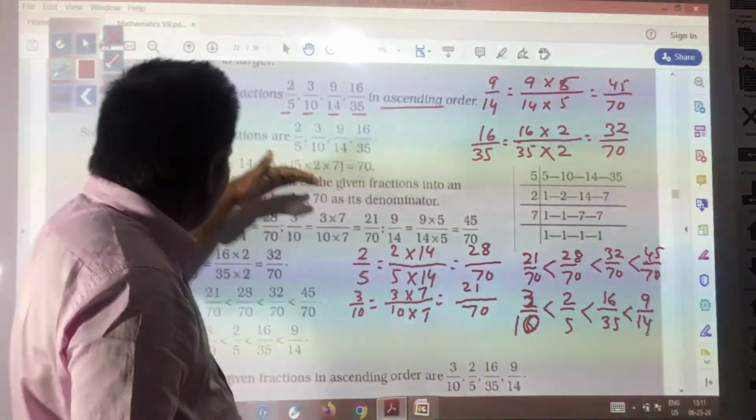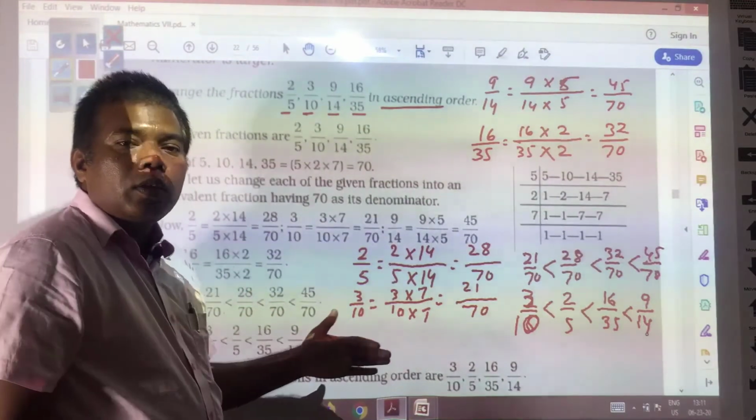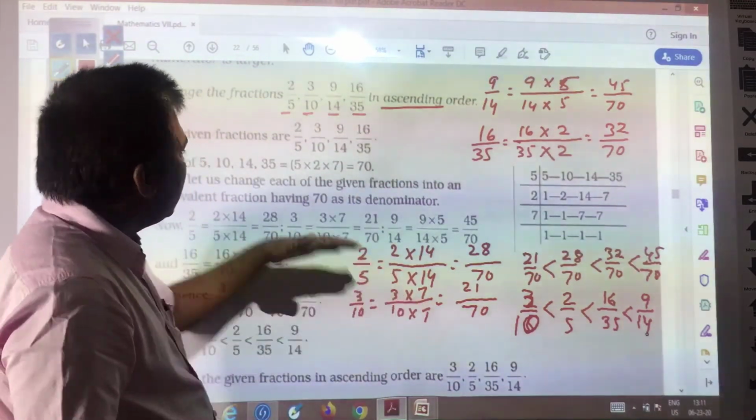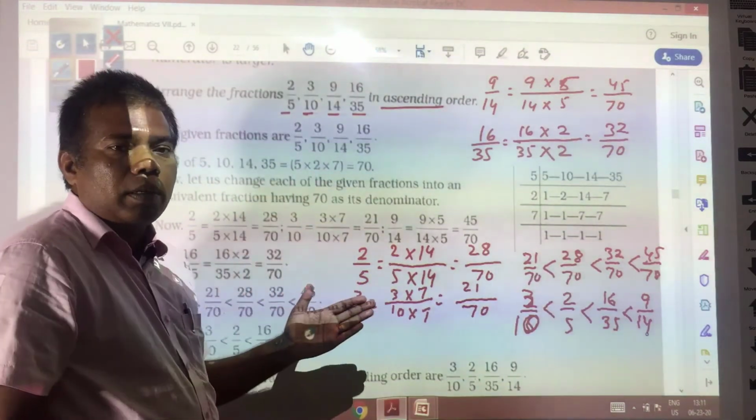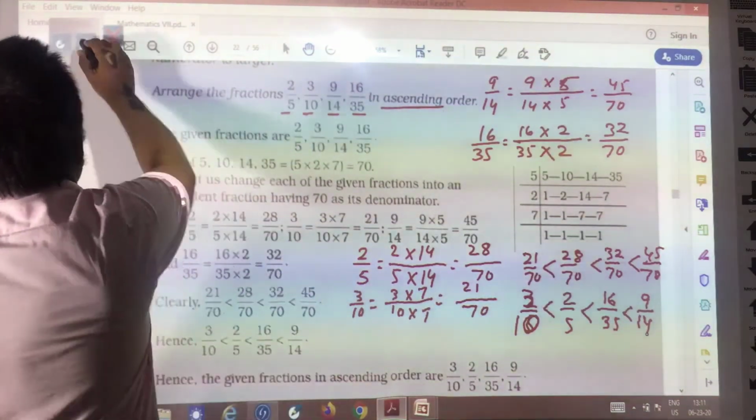So you go through it, it has been made in your book. So I hope you understood this example. Just go through it yourself and then try to solve it in your copy. I hope you will understand.